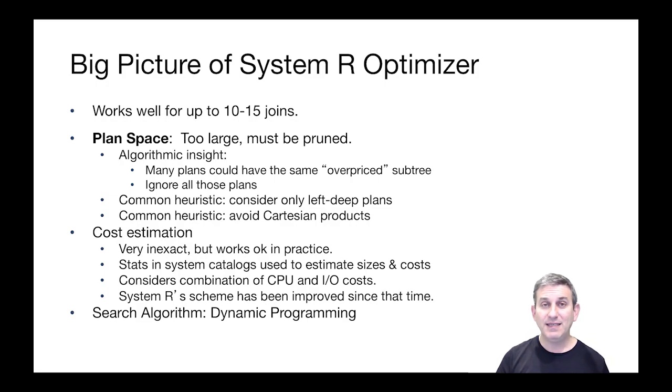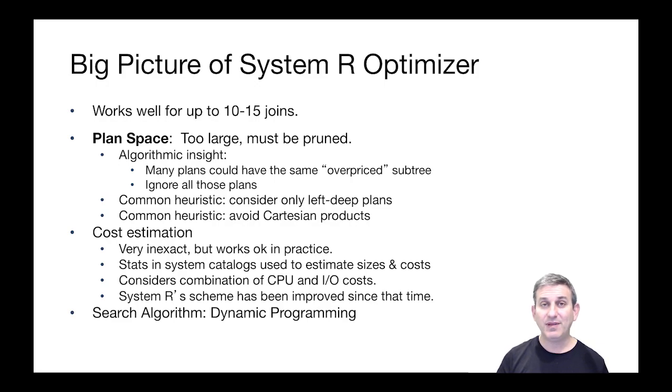The plan space is, even for these queries, pretty much too big to search exhaustively, and we need to prune it. Now, the first thing we can point out is there's an algorithmic insight that's key to the System R paper, which says that many plans could have the same overpriced subtree in them. There might be a subplan in the space that's just really, really expensive, and there's a better way to do that subplan. So any tree that contains that subplan is itself a bad plan. So we're going to ignore any plan that contains an overpriced subplan.